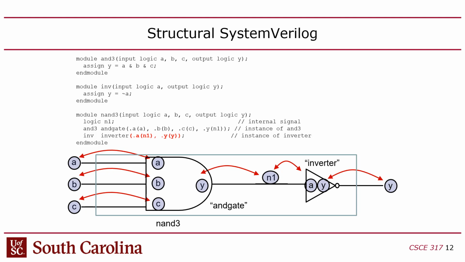Y inside of here is the same thing as N1 inside of here, which is also the same as A inside the inverter, the input A, right? So this one wire has 3 different names, even in this simple design. This one wire is the same. So if I look at that wire, it will always be the same value, whether I look at it as N1 or as Y or as A, right?